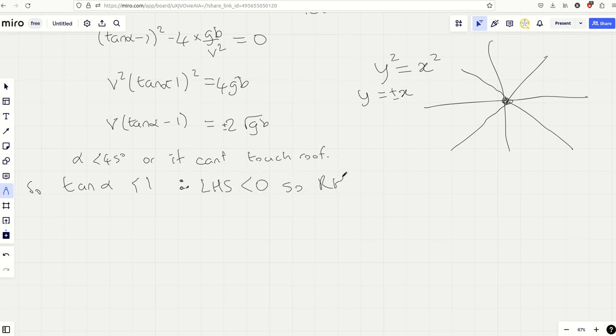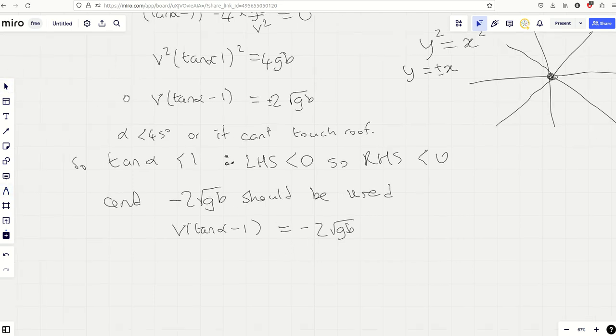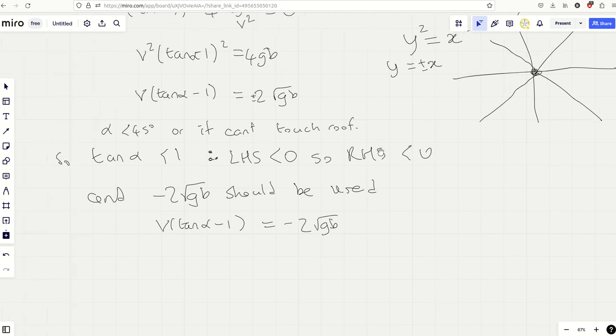So the right-hand side is negative, and minus 2 root GB should be used. There we go. Something like that. Hopefully, they'll let us use that. Remember, they're just looking for somebody who knows what they're talking about, who isn't fluffing the answer. Tell them exactly why you think that should be the case.